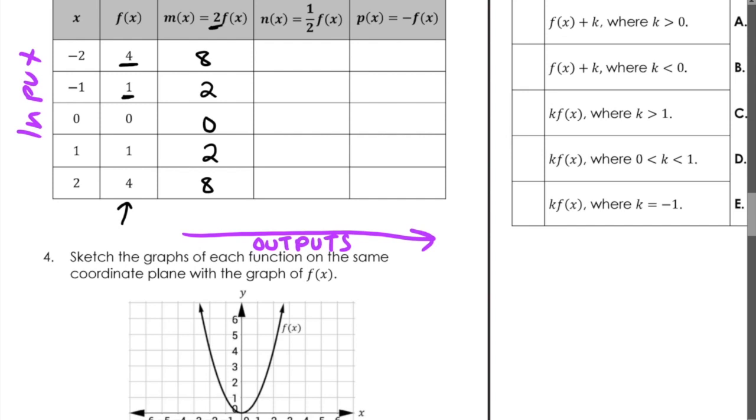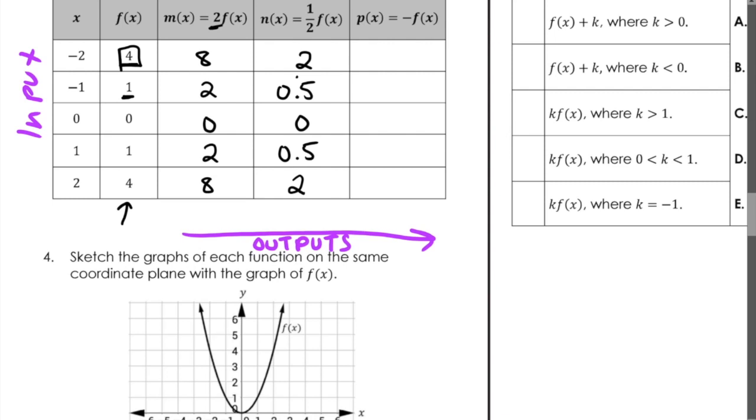Now on this one, I'm going to multiply it by 1/2. But remember what I said, when I multiply by a fraction, I'm really just dividing it by 2. So I take 4 and I divide that by 2. That answers 2. 1 divided by 2 is really just 0.5. 0 divided by 2 is just 0. 1 divided by 2, again, 0.5. And 4 divided by 2 is going to be 2.